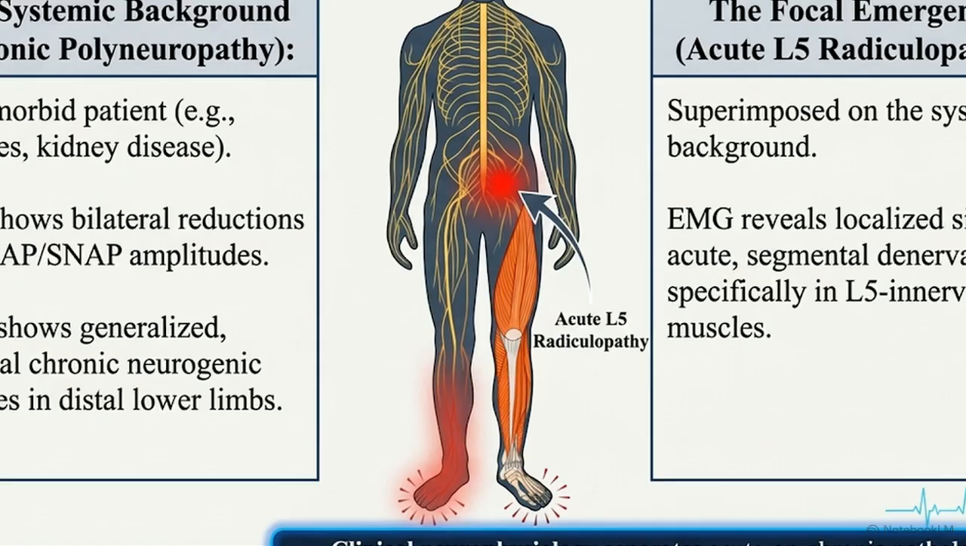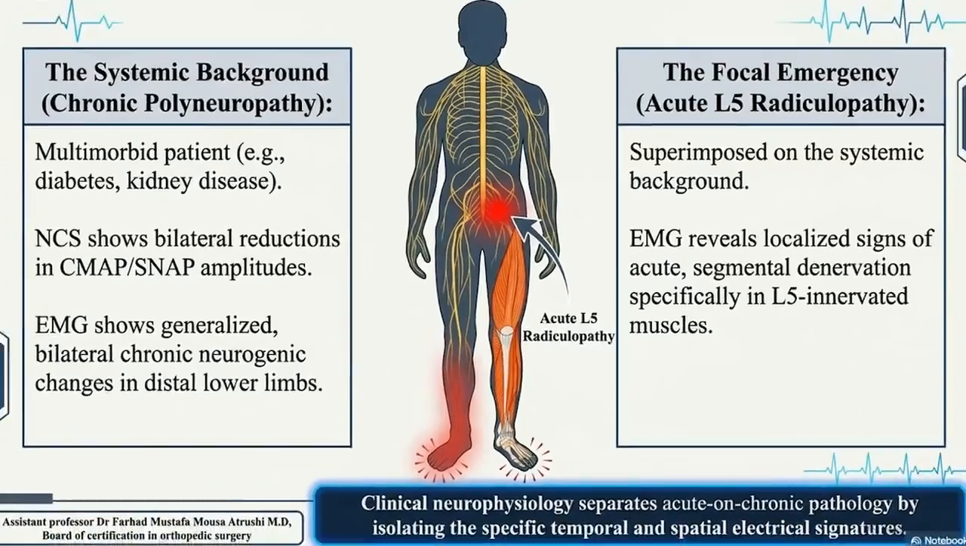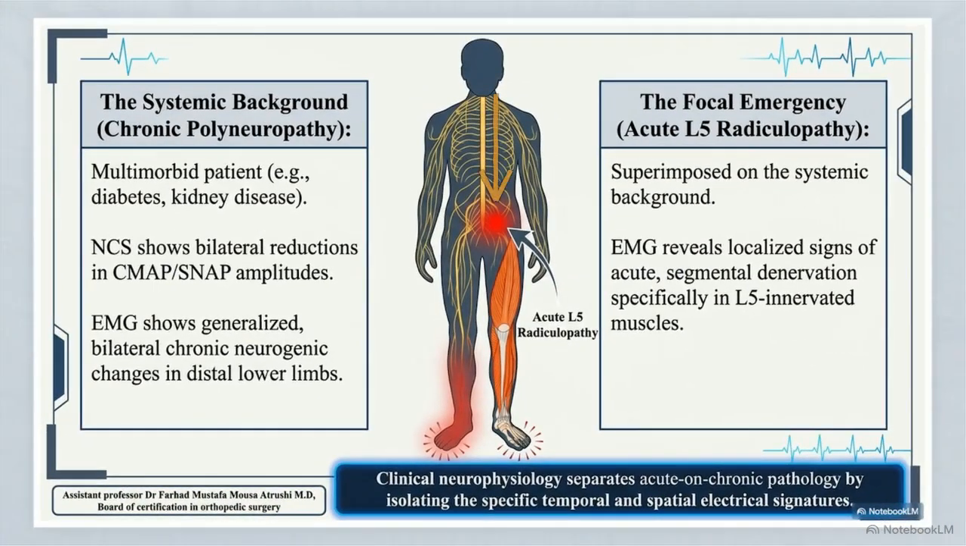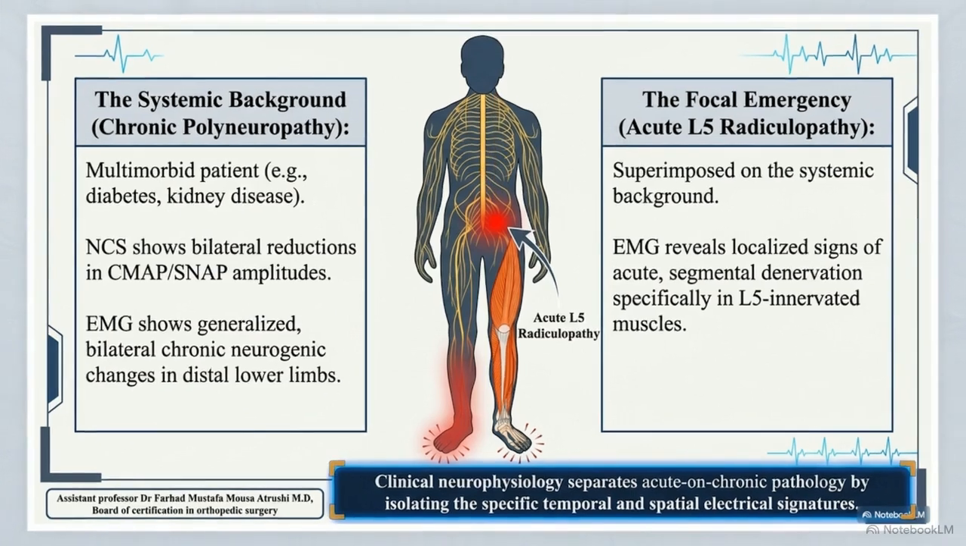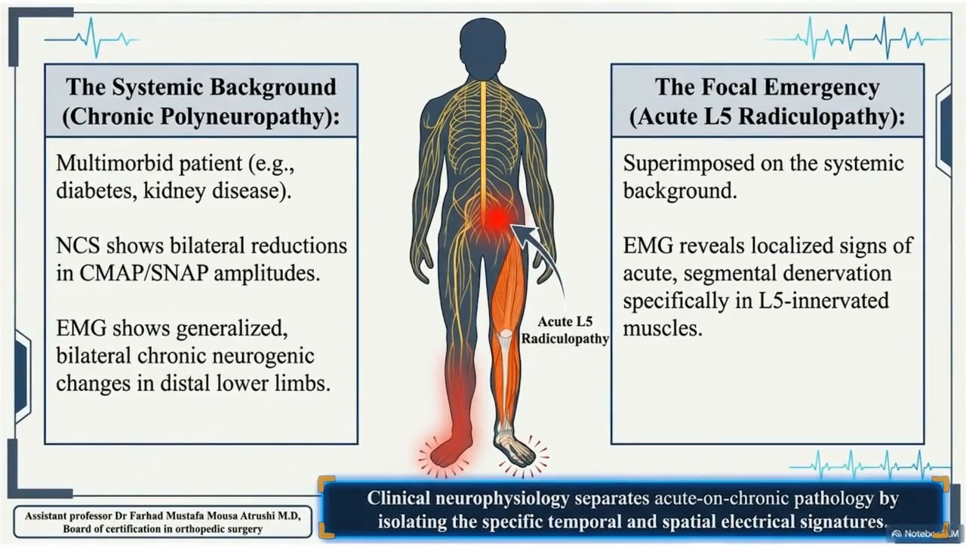In modern orthopedic practice, overlapping comorbidities often obscure the primary surgical target. This diagram contrasts an acute focal emergency, like an L5 radiculopathy, with the chronic background noise of diabetic polyneuropathy. Electrical signatures isolate the acute segmental denervation from generalized systemic decline.